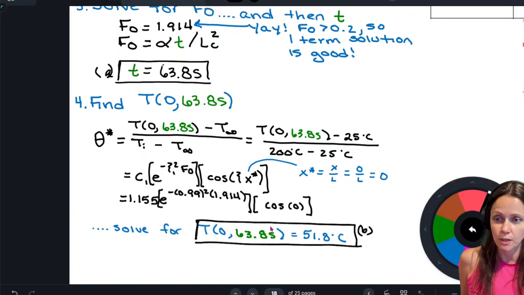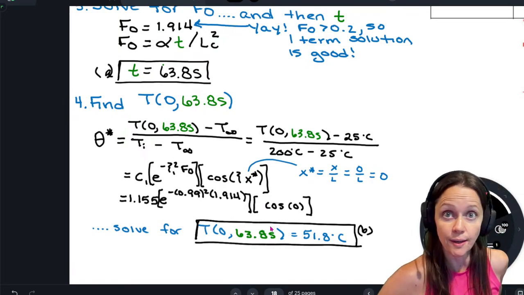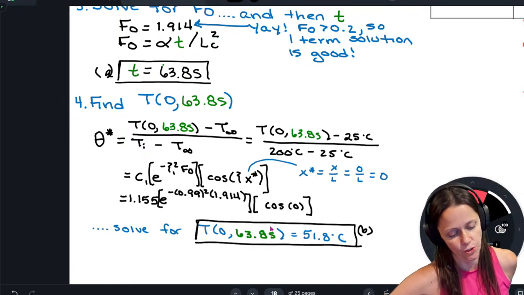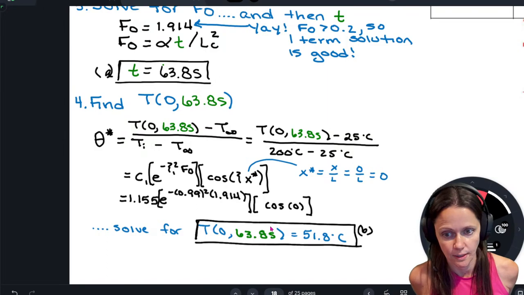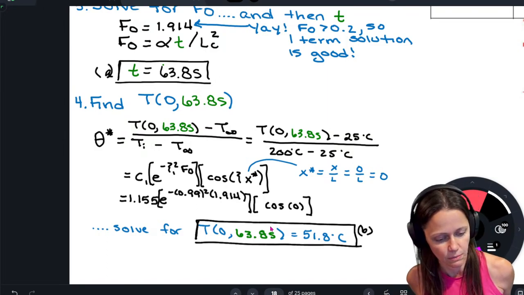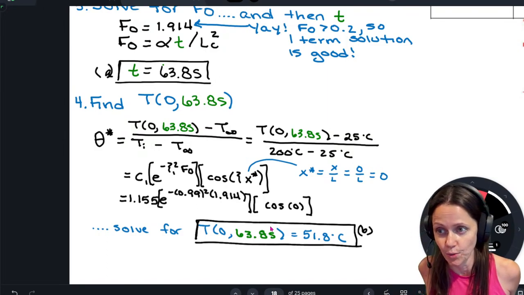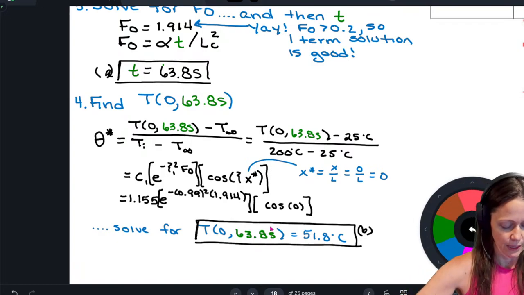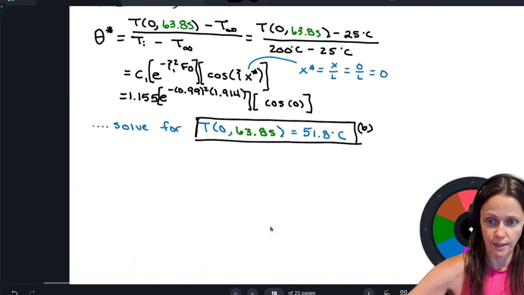All right, so we will solve the same thing, but we're going to use the Heisler charts now. So just yell at me if you need me to scroll up or anything. Otherwise, I'll go ahead and move on.